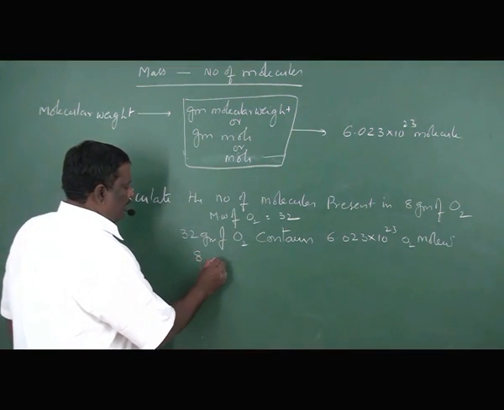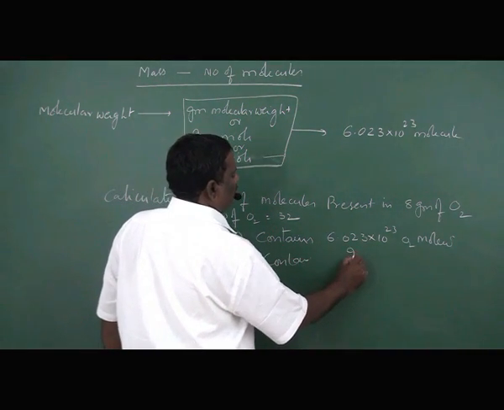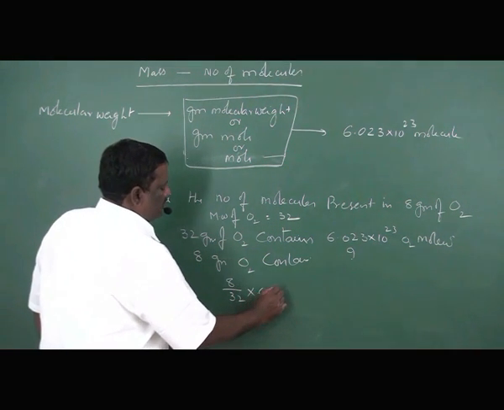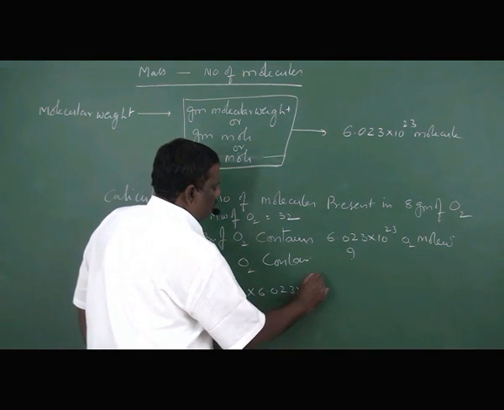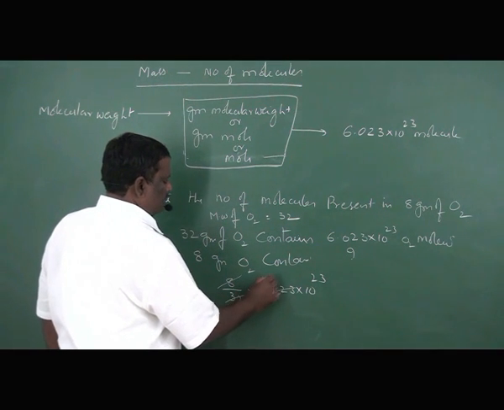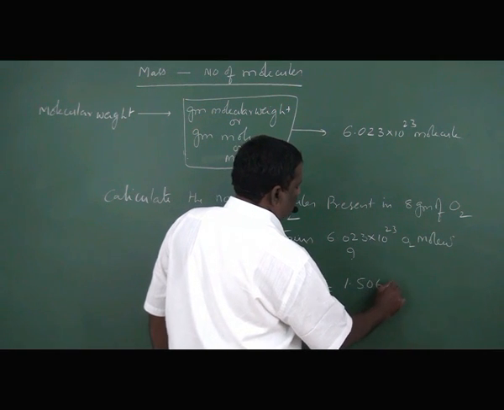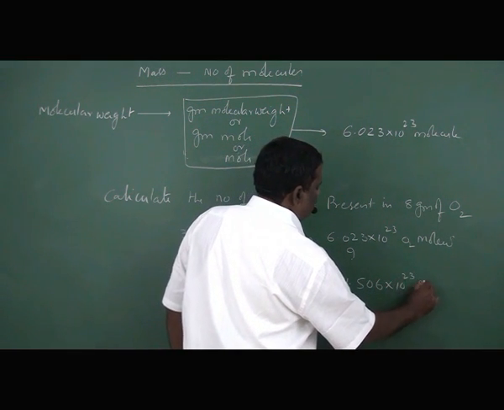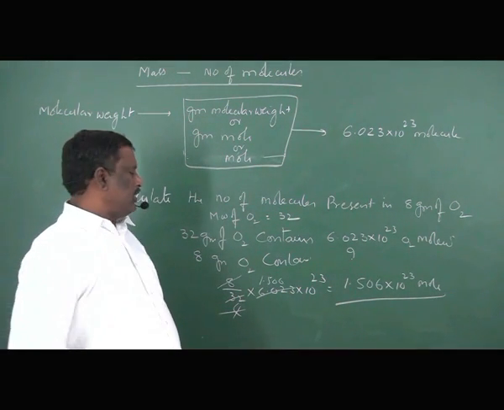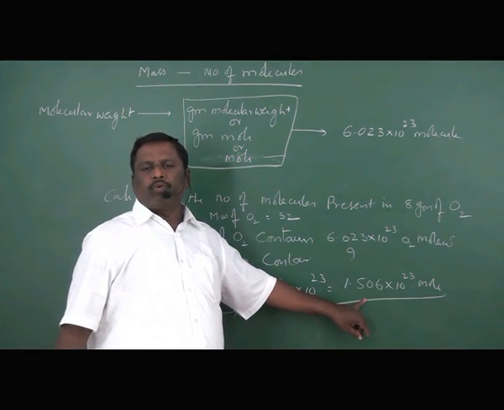Then 8 grams of O2 contains how many molecules? 8 by 32 into 6.023 into 10 to the power 23. This is one fourth, so 6.023 divided by 4 is 1.506. This will be 1.506 into 10 to the power 23 molecules. So the number of molecules present in 8 grams of oxygen is 1.506 into 10 to the power 22.